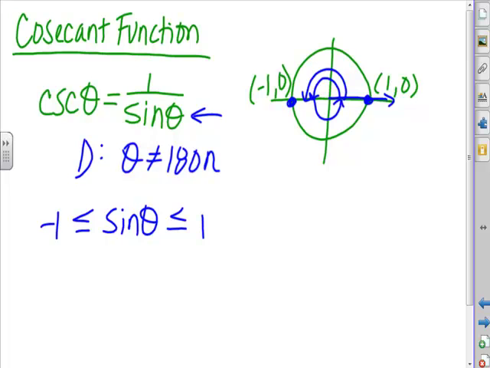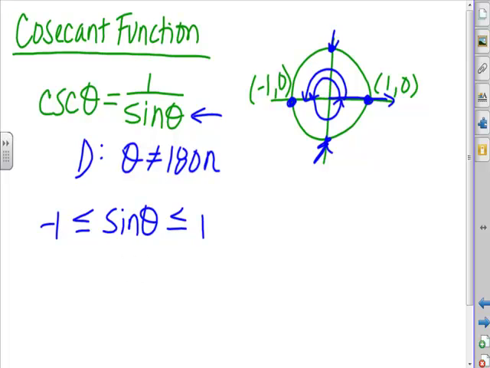Same idea as what I talked about for cosine, but remember, sine is the y value, so the highest y value it gets to is up here, and the lowest y value it gets to here. So the highest it goes is 1, and the lowest it goes is -1. So for the exact same reasons I said for secant, I'm going to say the same thing for cosecant.